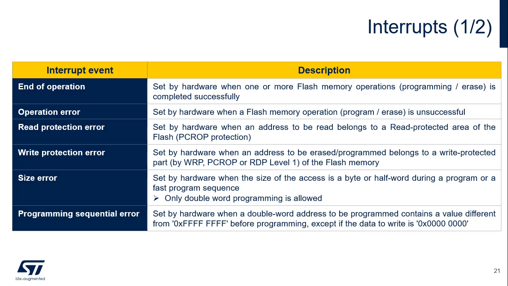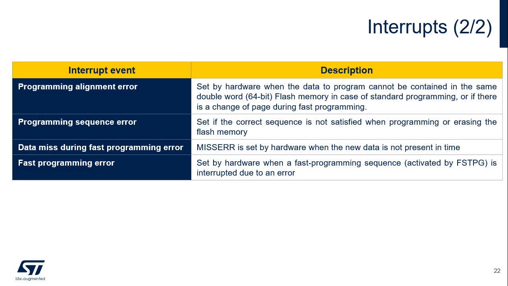A size error occurs when the data to be programmed is not word-aligned. A programming sequential error happens when a program operation is attempted without first erasing the location in flash memory. A programming alignment error occurs when a complete double word is not provided before starting a standard program operation, or when a complete row is not written before initiating a fast programming operation. A data misprogramming error happens when data is not written in time during a fast programming sequence.